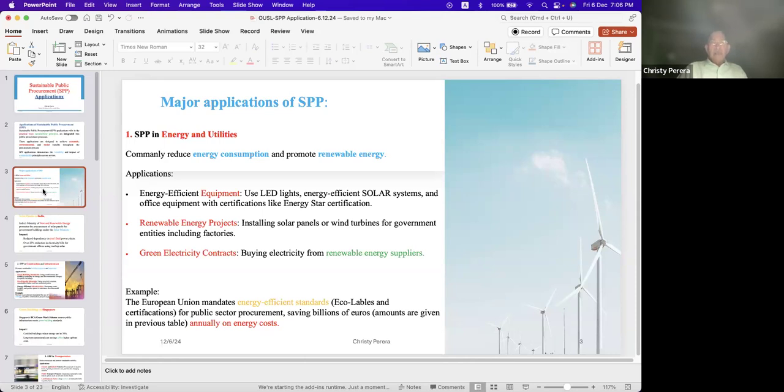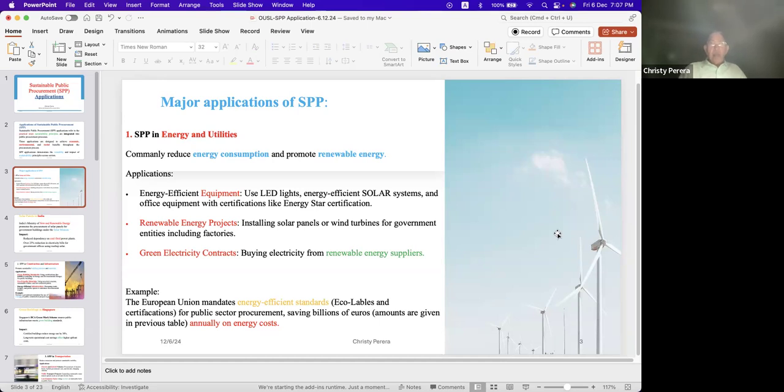Now we are going to take the first one, energy and utilities. How are we going to apply applications in this area? The energy and utility area is very important. I have given the picture also here, a light bulb, right? That is one of the areas that we are mentioning here. Commonly, the aim is to reduce energy consumption and promote renewable energy. That is the basic theory used in applications in energy and utilities.